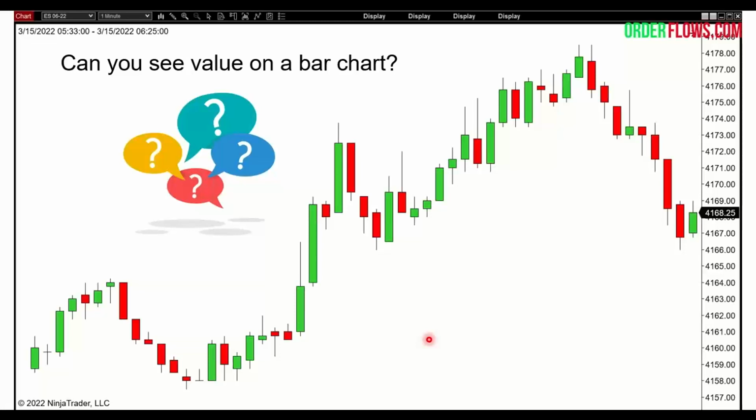Now, if you're looking at a normal bar chart, can you see value? No, you'd be guessing. Now, a lot of people like to look at a chart and say, well, we're in a sideways market, so that must be value. Okay, well, you don't know why it's in a sideways market. The market could just be waiting for more information. It could be consolidating because, like this week, we got a Fed announcement. Some markets tend to quiet down around certain times, and that's where balance is going to come in.